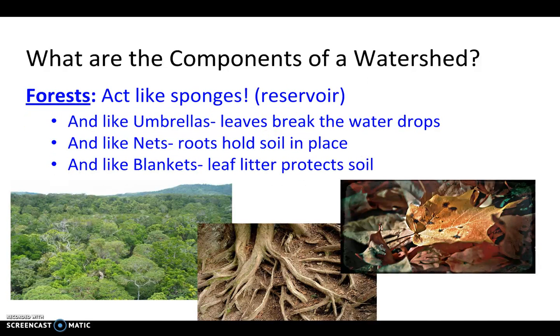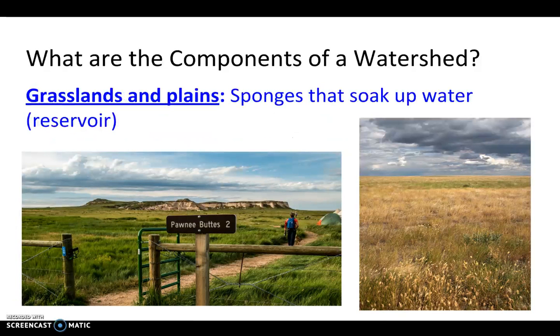Forests act like a sponge. They're a big reservoir of water. They act like umbrellas. The leaves break the water droplets. They act like nets. The roots hold the soil in place, and they act like blankets because they drop their leaves and it protects the soil. And all those things really hold the water into the soil. It breaks the water droplets up into smaller particles so that they can really saturate the ground, and then the leaves protect the water from evaporation. So this is another important reservoir.